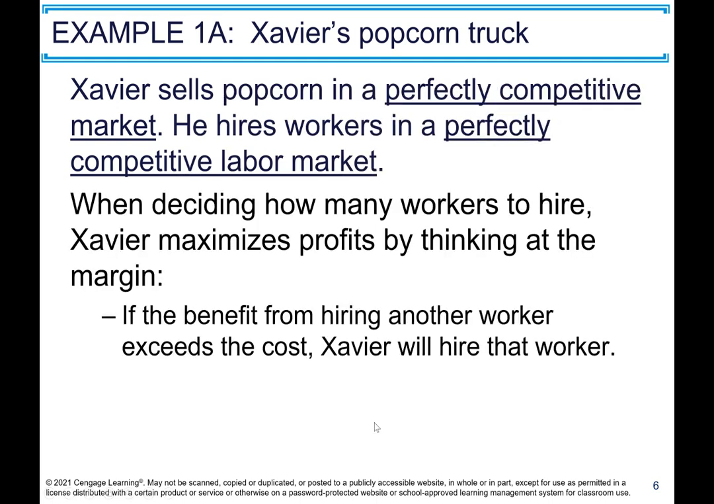Example 1a, Xavier's popcorn truck. Xavier sells popcorn in a perfectly competitive market. He hires workers in a perfectly competitive labor market. When deciding how many workers to hire, Xavier maximizes profit by thinking at the margin. If the benefit from hiring another worker exceeds the cost, Xavier will hire that worker.